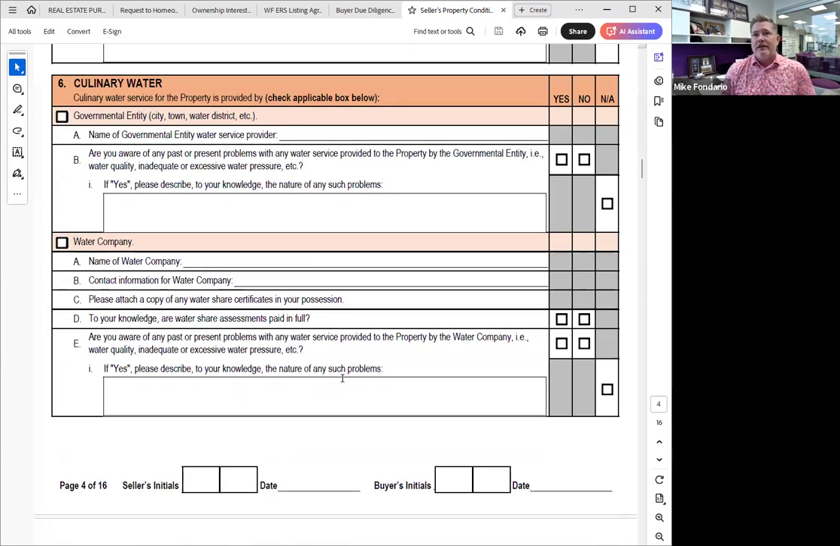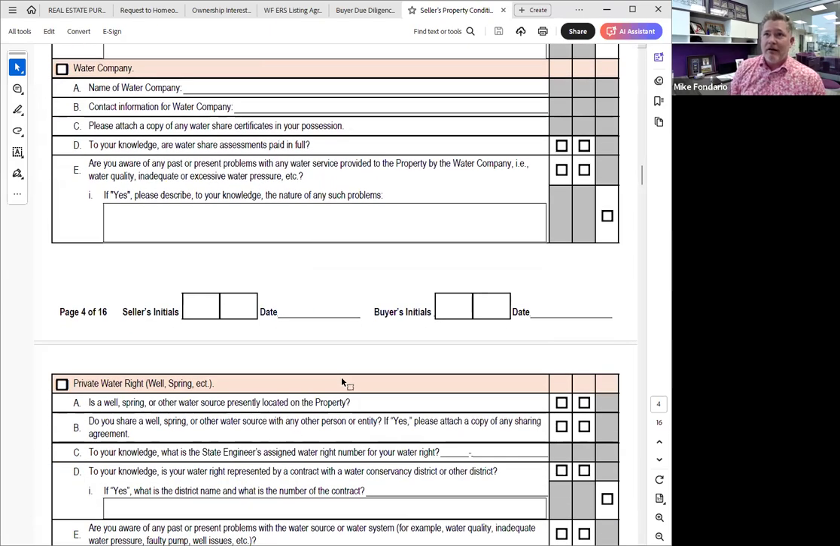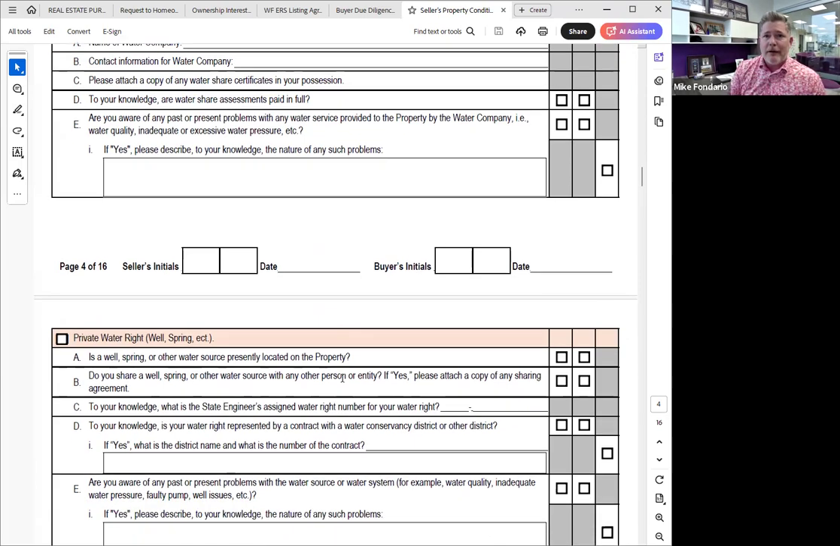Culinary water. This is the stuff. Name of government entity, water service. Just refer them to maybe a website link with your local city. And if you don't know the water company and you have secondary or whatever water, they need to track that down. This is not something where we can just say, hey, I do have it, and this is the name of the water company, and then leave it blank. You need to fill out contact information and provide documentation in this spot.